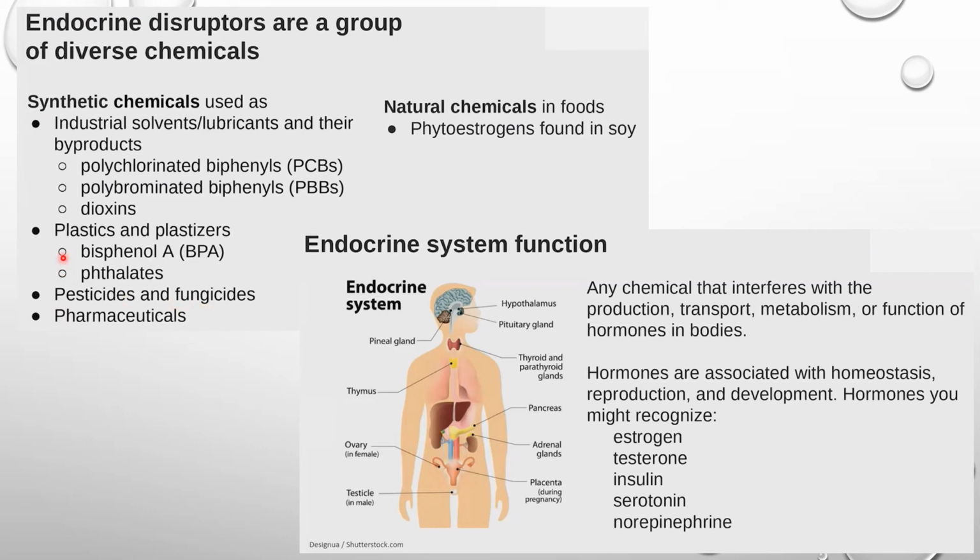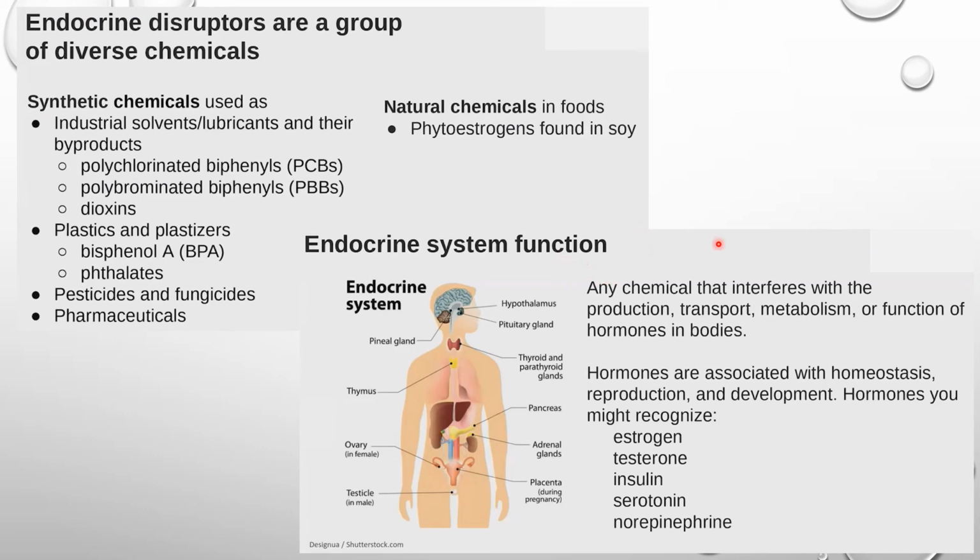Some endocrine disruptors are also in a lot of the plastics that we use to eat with or that babies play with. So BPAs are endocrine disruptors and phthalates are endocrine disruptors. We also have some natural endocrine disruptors, and they can be found in soy products. So soy milk, soybean, and just plain soy that people use for cooking.